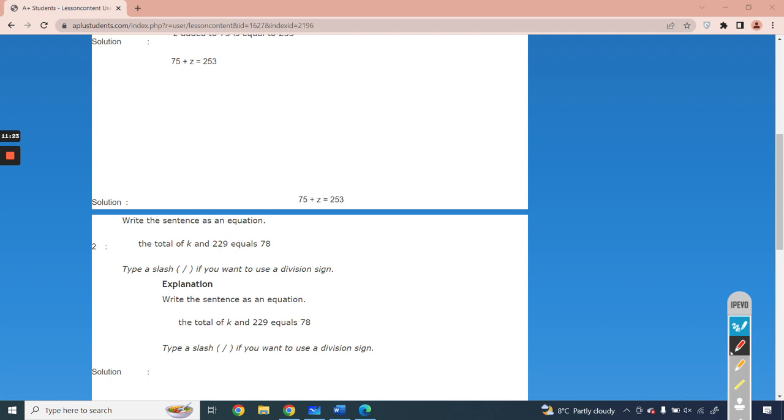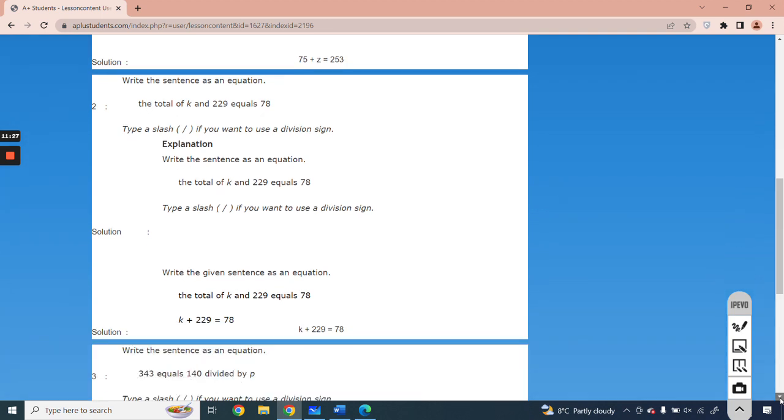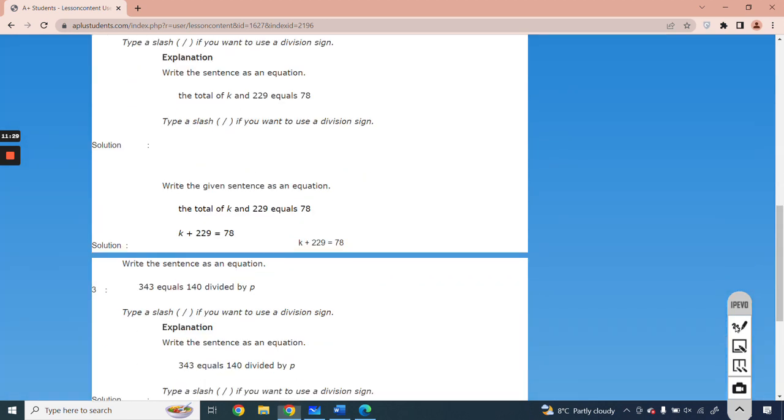Okay, let's see if we have another example. 343 is equal to 140 divided by P. So it would be 140 divided by P equals 343. Got it? That is 140 divided by P equals 343.